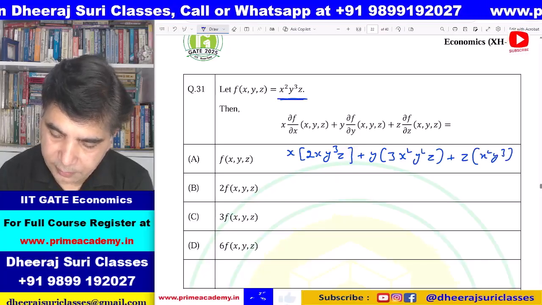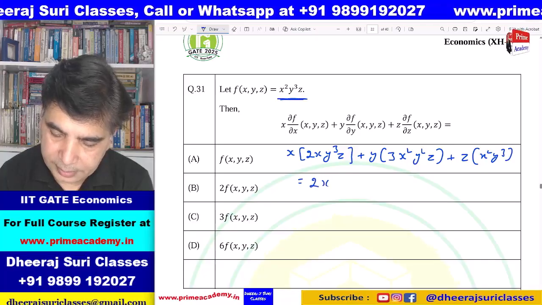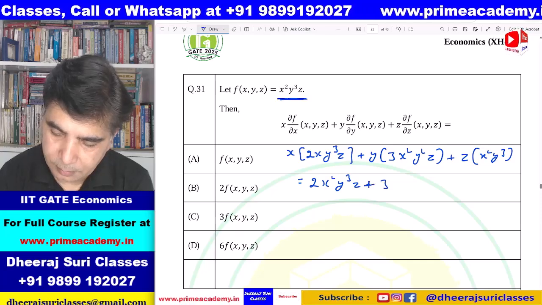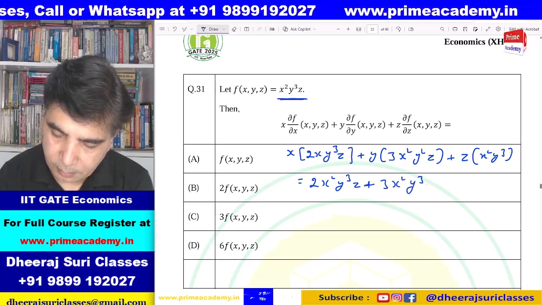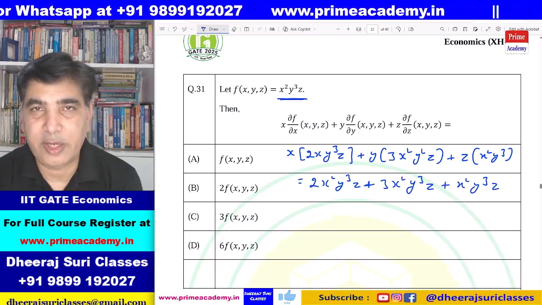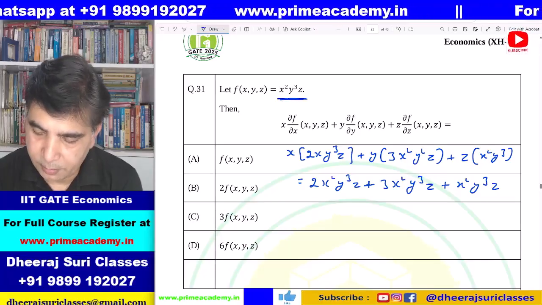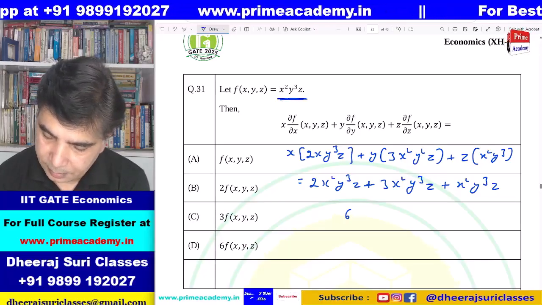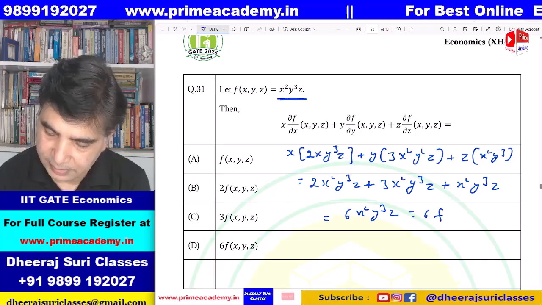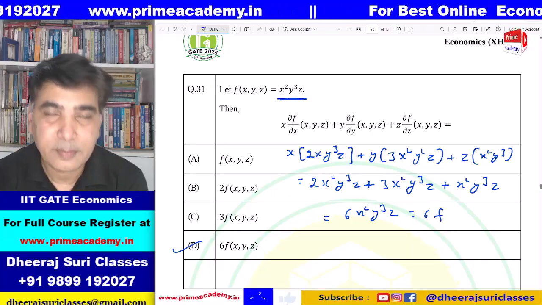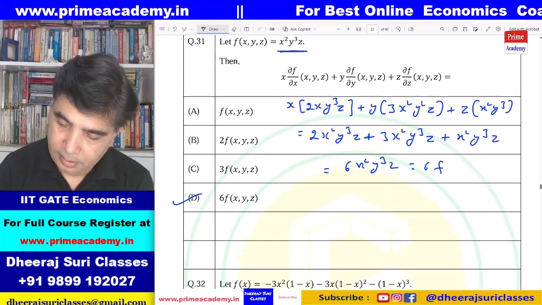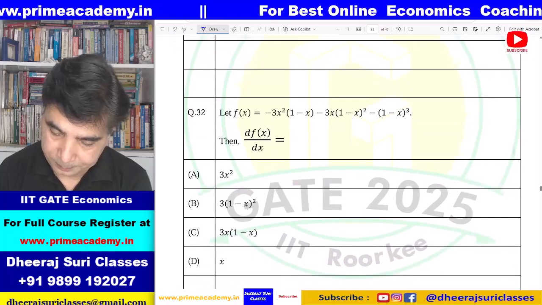When you open the brackets, what do you get? You get 2x square y cube z plus 3x square y cube z plus x square y cube z. Because x square y cube z is common, we can take it out as a constant. 2 plus 3 plus 1 is 6, so 6 times x square y cube z. Now x square y cube z is f, so 6f is the answer. D is the answer. A very simple question from mathematics. I hope you have understood this.